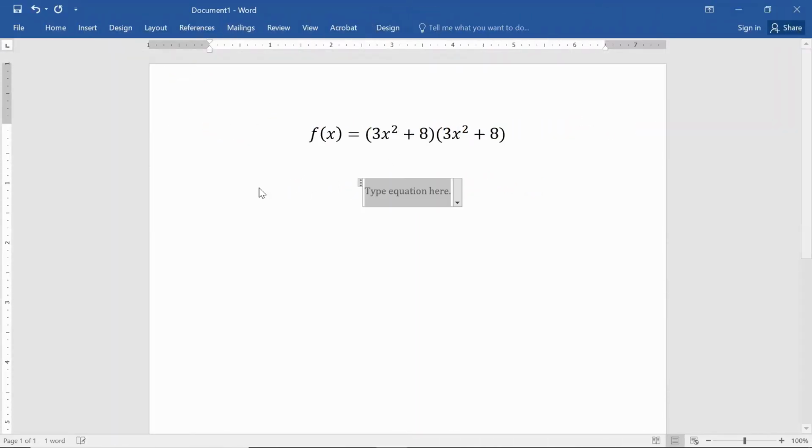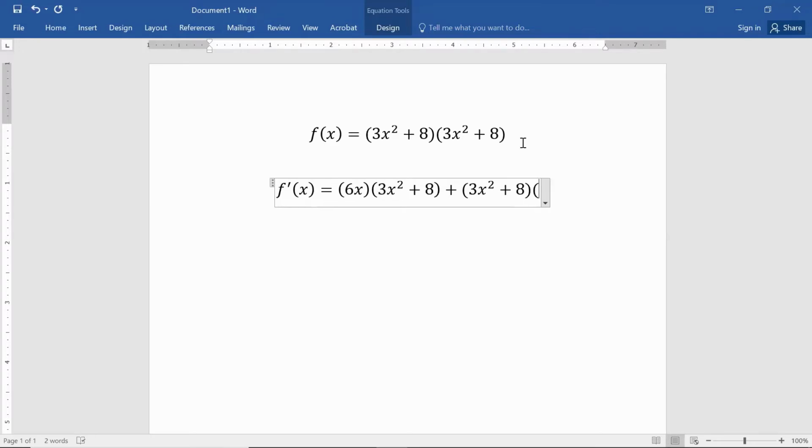If I take a derivative using the product rule, the derivative of f is going to be: take the derivative of the first piece, that is going to be 6x, multiply it times the normal second piece, that is going to be 3x squared plus 8, plus the normal first piece, that's 3x squared plus 8, multiplied times the derivative of the second piece, that's 6x, excuse me. So that's the derivative.